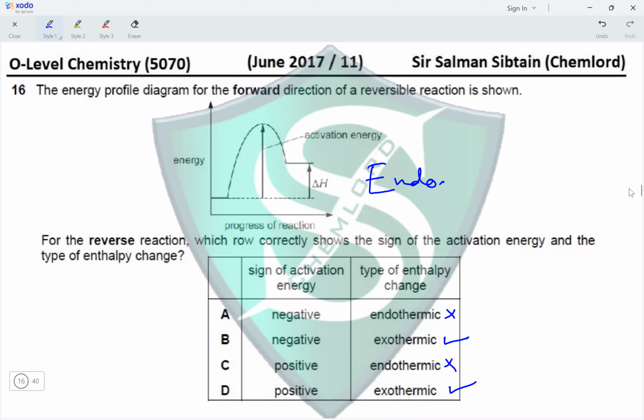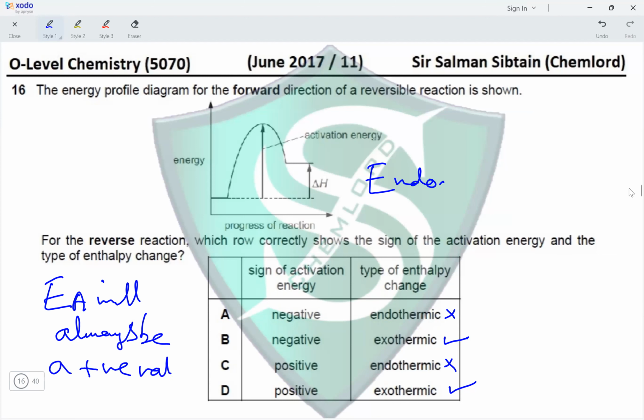And we need to remember that the activation energy will always be a positive value, because it is the minimum energy required for the reaction to occur. Requirement means a positive sign for the energy value. So in option B, we've got a negative sign for activation energy, which will never be the case. And in D, we have a positive sign for activation energy, which will always be the case. Therefore, option D is the correct option for this question.